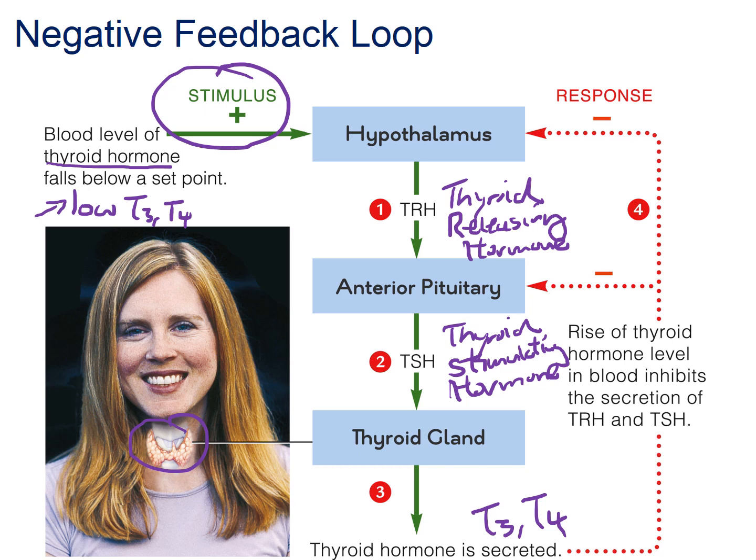But at the same time, these rising levels of T3, T4 will inhibit the secretion of TRH and TSH. It's all about control. Go back to the thermostat idea. Once the furnace turns on, once the house starts to get warmer, you want to turn the furnace off. You don't want it to keep on increasing the temperature. You just need to maintain a particular balance, a particular set point. And that's why negative feedback loops are so important.